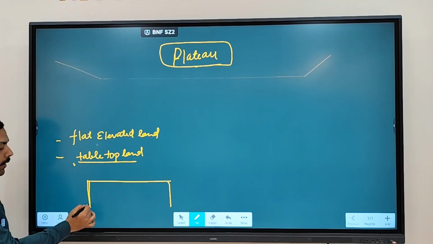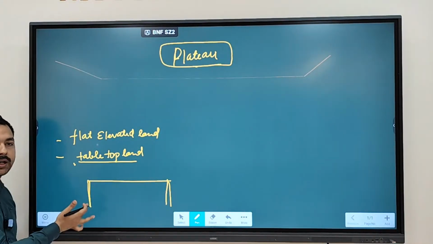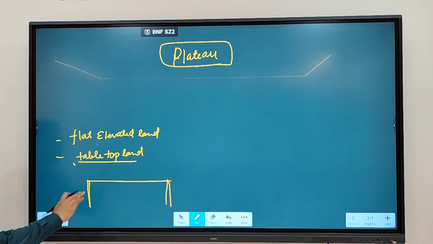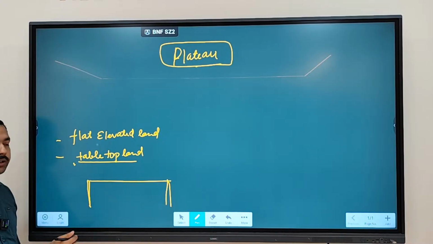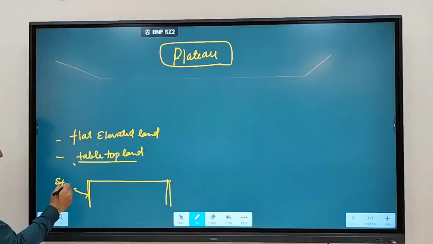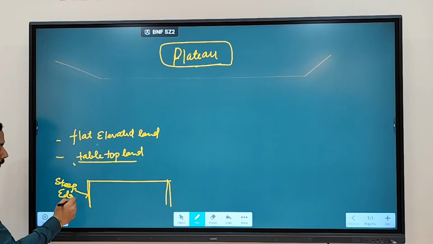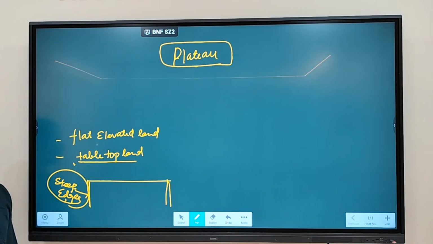This is how the table is constructed. It has legs, and it has a flat top. Likewise, a plateau is also a flat elevated land with steep edges. This is what we refer to as a plateau. So plateaus are flat elevated tabletop land. Fine. So this is how you can define the plateaus.